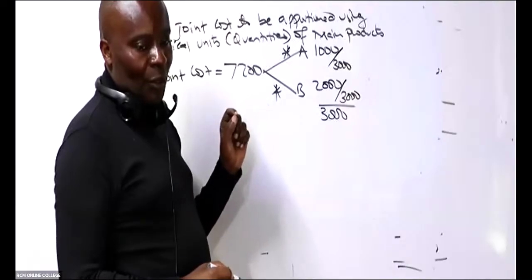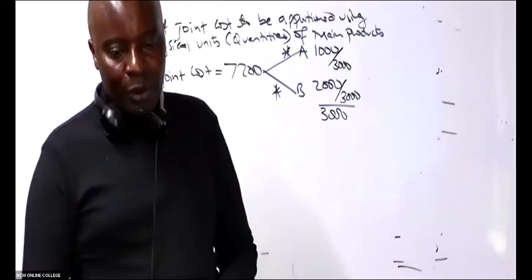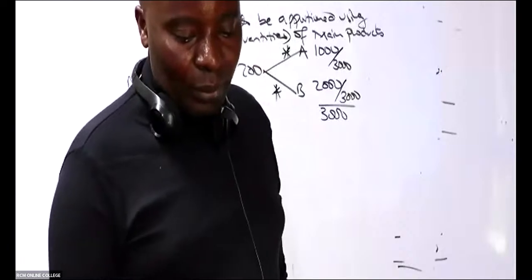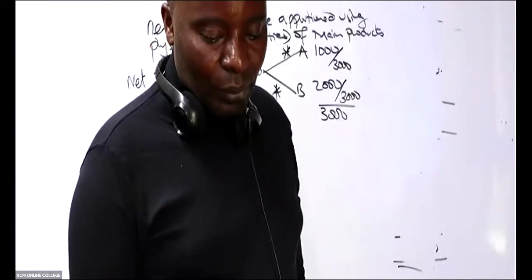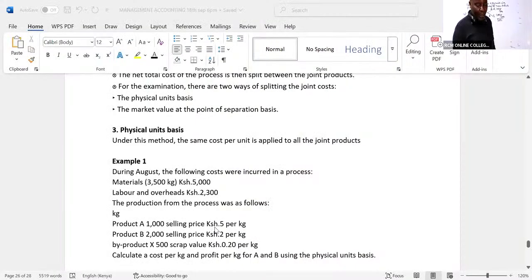Are they selling prices? No, don't use them, it will be biased. You can see here product A is 1,000 kilograms. Selling price is the one that is 5 Kenya shillings.